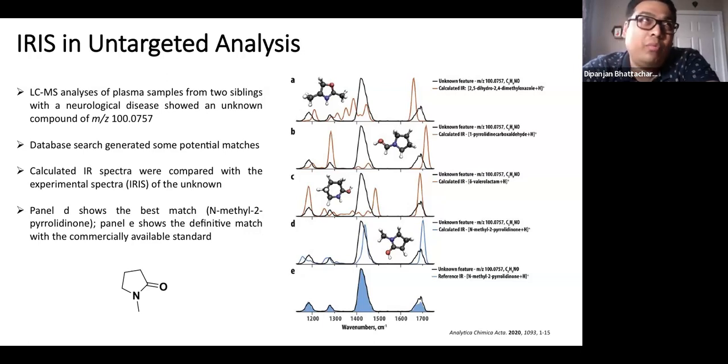They probably had more than 90 matches. Of course, they did not purchase all 90 standards. So they did the theoretical matching. And if you look at panel D, you'll see that's a pretty good match with N-methylpyrrolidinone. So they purchased that standard and ran the IR spectrum of that specific standard, which is in panel E. You can see that's a perfect match. So this way they were able to identify the unknown.